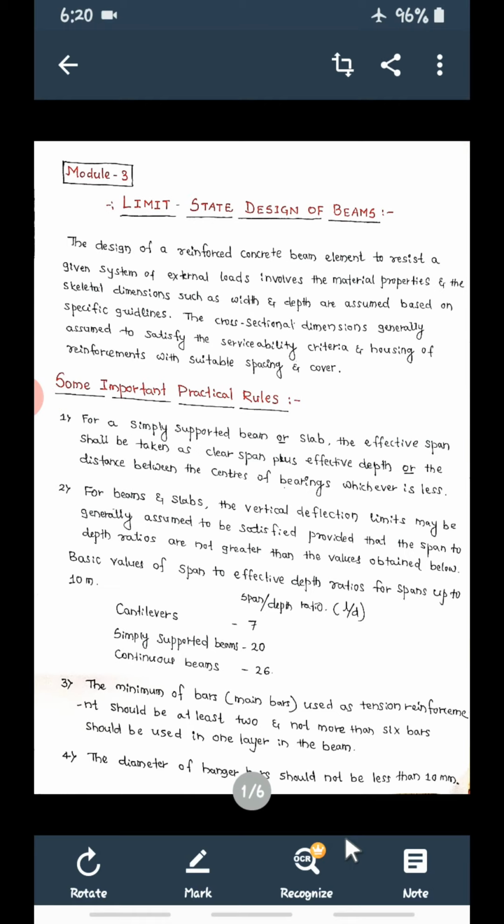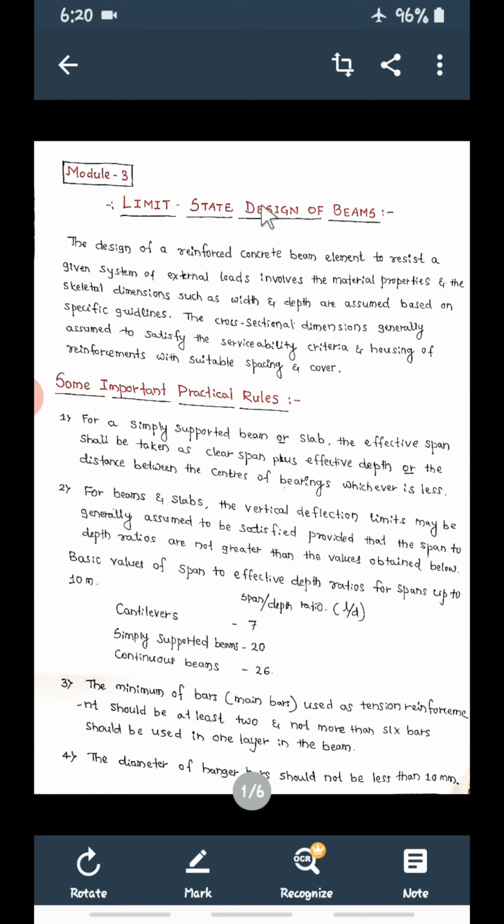Okay, let us move on to the next module, module number 3: limit state design of beams. Till now, whatever we have studied in module 1 and module 2 is nothing but analysis: analysis of singly reinforced beam, doubly reinforced beam, and T beam. Now let us start this session with design of beams.